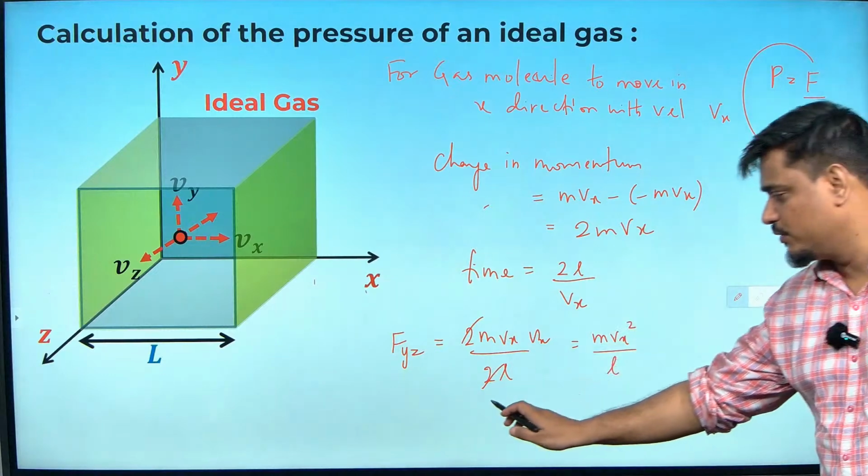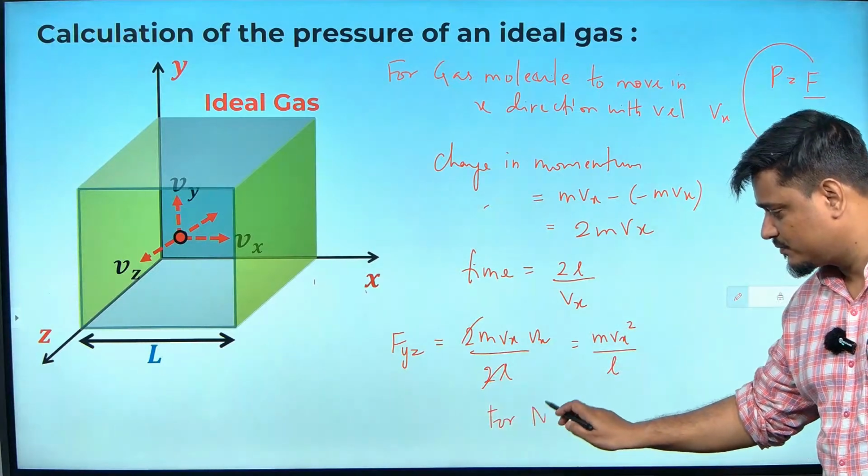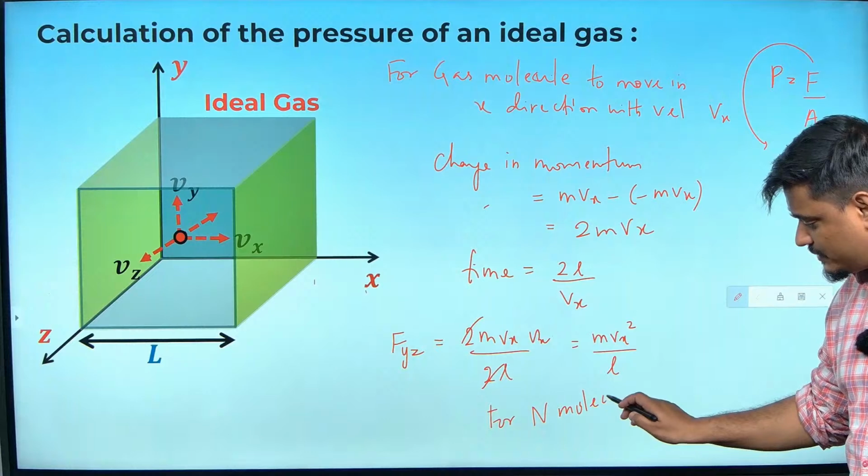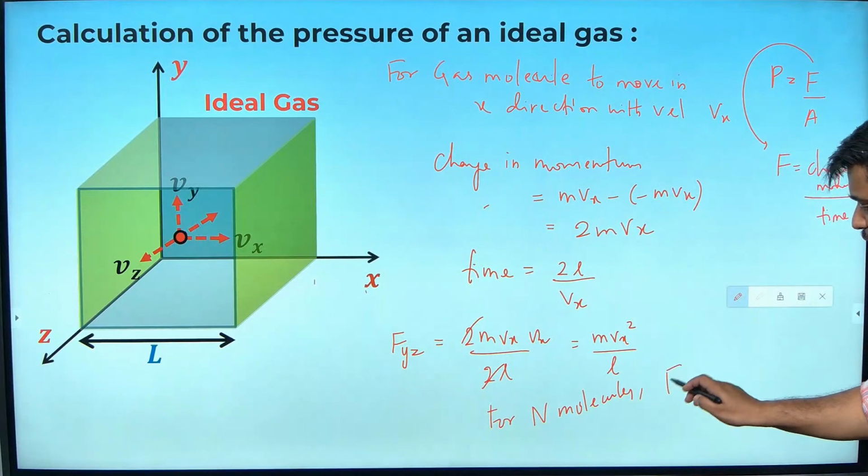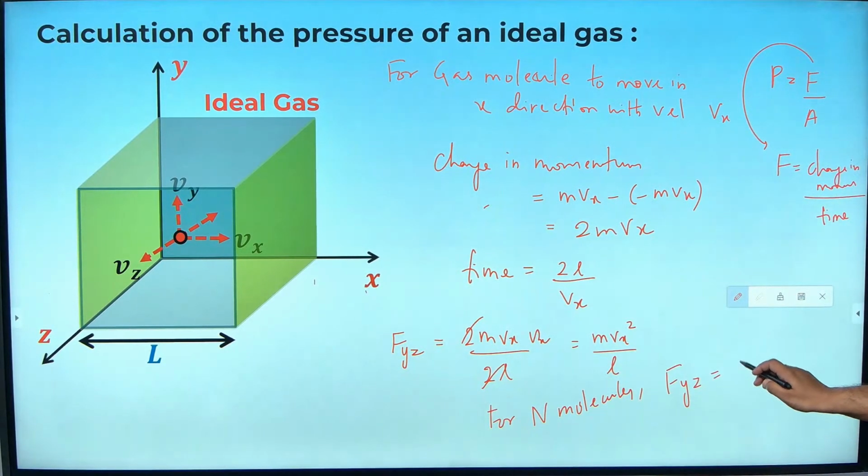Yes, for n molecules, what will happen? Into n you will get F on YZ will become equal to n into m into Vx square, divided by L, right?